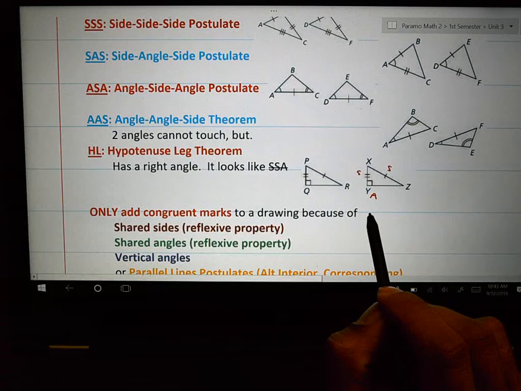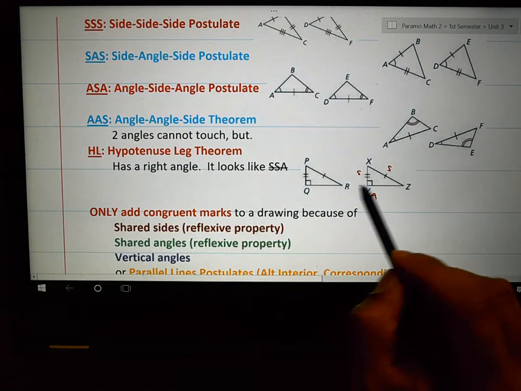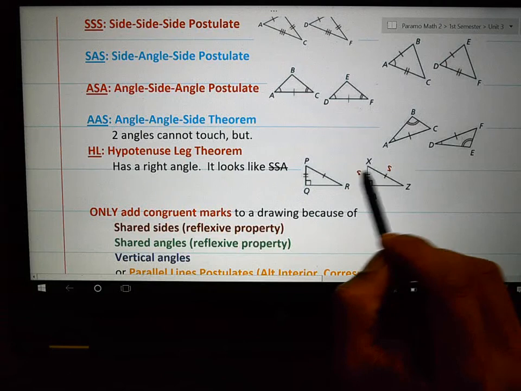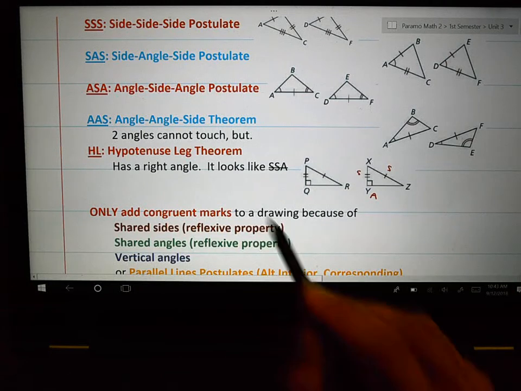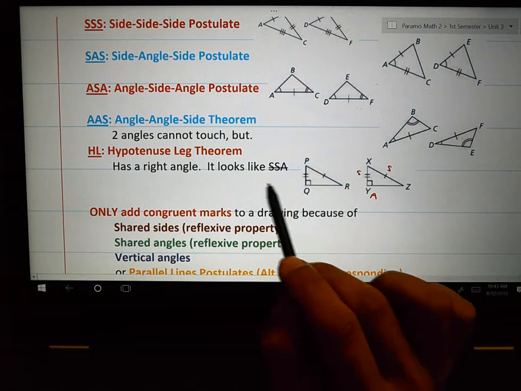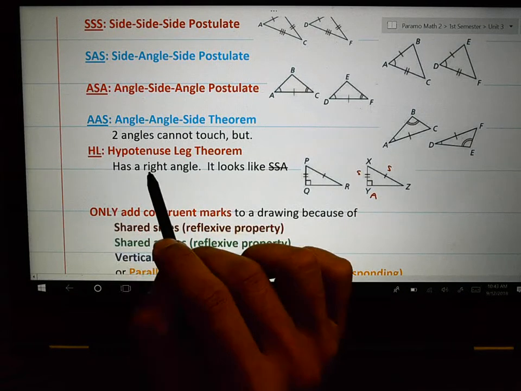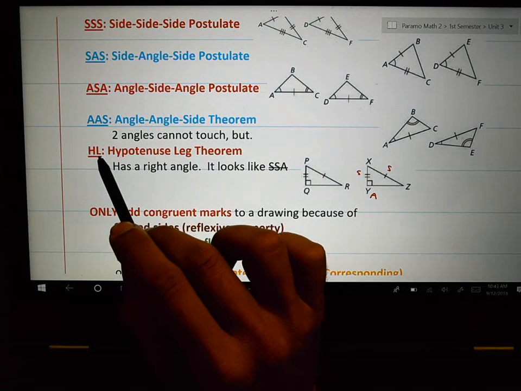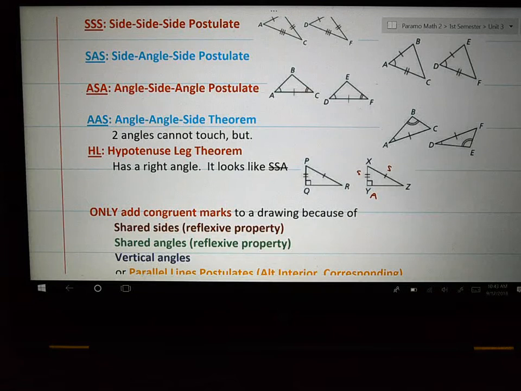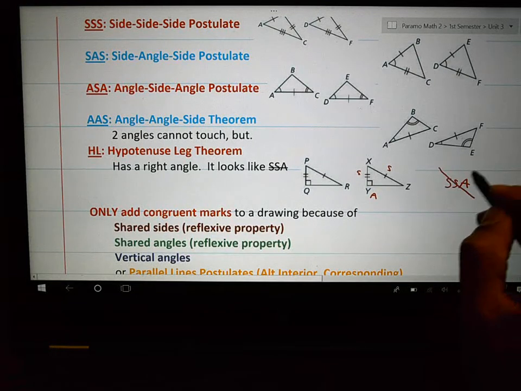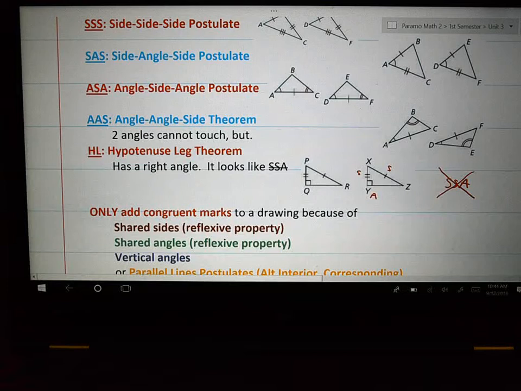It doesn't exist. HL works though, that's a hypotenuse and a leg that's congruent. So if you see something that looks like SSA, look to see if it has a right angle. If it does, it might be HL. That's what I say. Let me also just put a little side note here. There is no SSA in here.